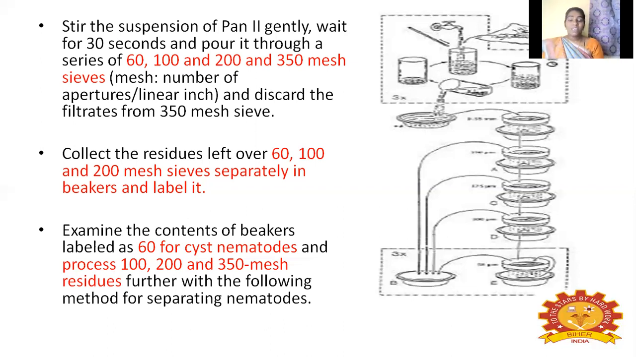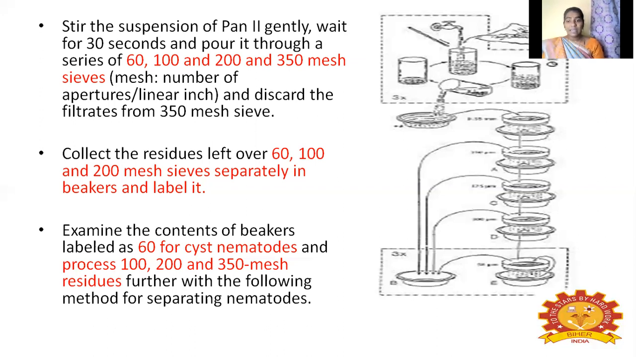Now we have different layers of residue. One residue is in the 60 mesh sieve, in the 100 mesh we have a separate residue, and in the 200 mesh we have a separate residue. Now the residues are taken and put separately in beakers, and we label them 60, 100, 200. Be clear, we are only taking the residue, not the filtrate.